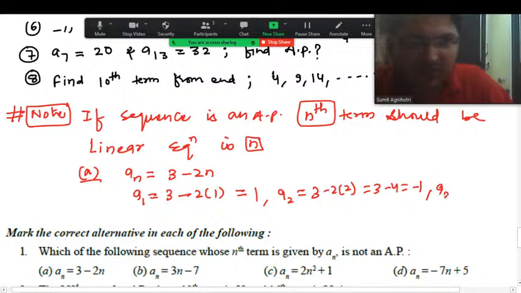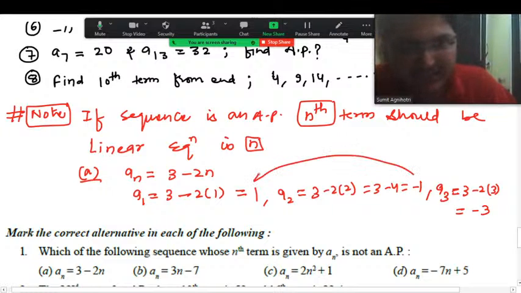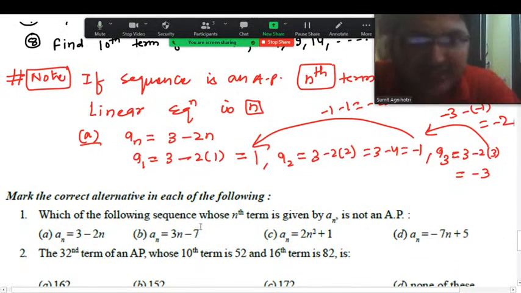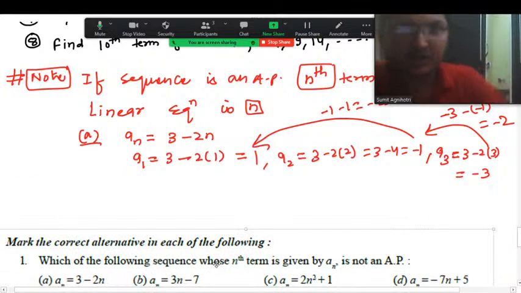For the third term, it's 3 minus 2 times 3, that is 3 minus 6, being minus 3. If I ask you for d, d is minus 1 minus 1, that is minus 2. d is also minus 3 minus minus 1, that is minus 2. So here it is an AP. Similarly, you can check it for 3n minus 7, it is an AP, but it's not applicable for C.